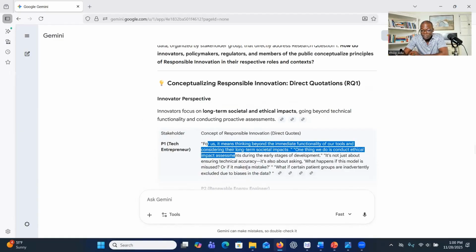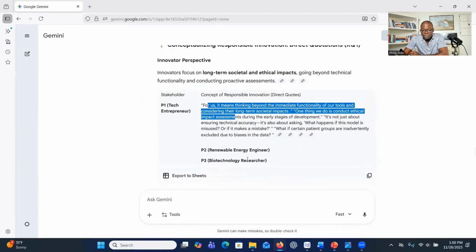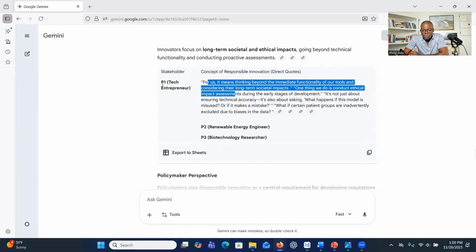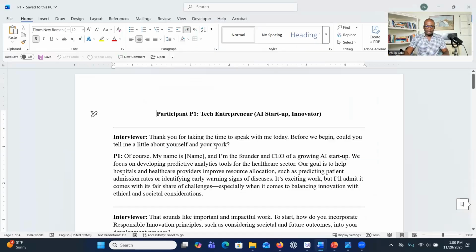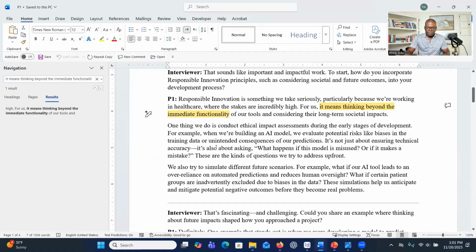And also you have to check. So what are you going to do? You have to check and see. One way of checking and verifying is to open one of your transcripts. You see here, I've opened the P1 transcript. I'm going to search whether I can find this quotation there, just to make sure. So let me search for it.